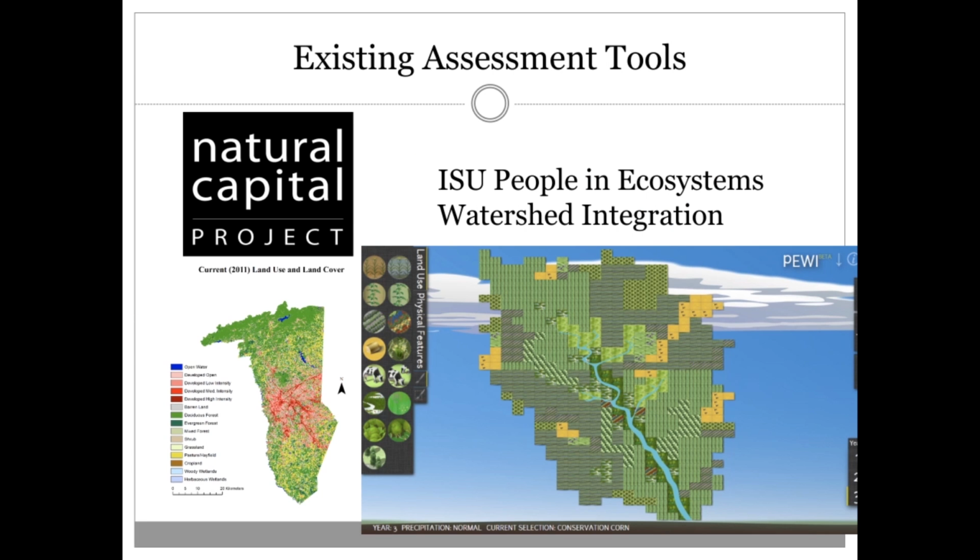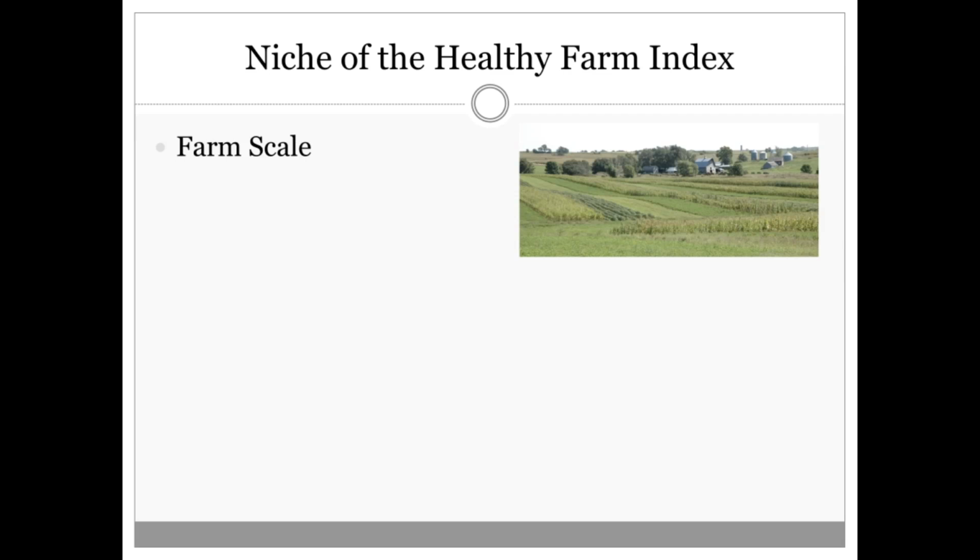There are assessment tools that do focus on biodiversity and ecosystem services. However, they are typically targeted at a larger scale than the individual landowner. So the Natural Capital Project has their InVEST program, which focuses on regional change. And Iowa State has their watershed scale management tool, which has some similarities, but is a larger scale tool for monitoring change in biodiversity and ecosystem services.